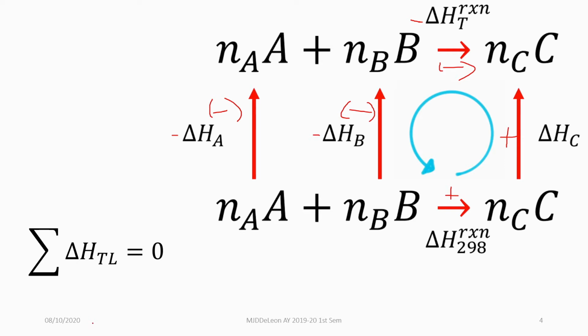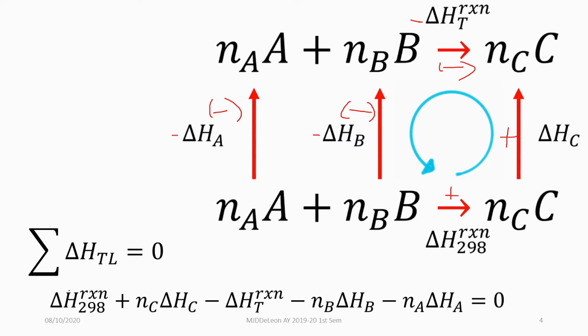Then, i-equate natin lahat ng delta H natin to 0. Since loop nga siya, sinum natin lahat ng delta H. So, basically, we're just accounting for a cyclical change or cyclical process. And we'll get the following. Delta H reaction at 298 Kelvin plus the NC delta HC. So, since positive nga sila, positive and positive. Then, yung delta H reaction T, delta HB, and delta HA are now opposite direction of our loop. So, negative na sila. Negative, negative, negative. And equating all of these, you will get 0.